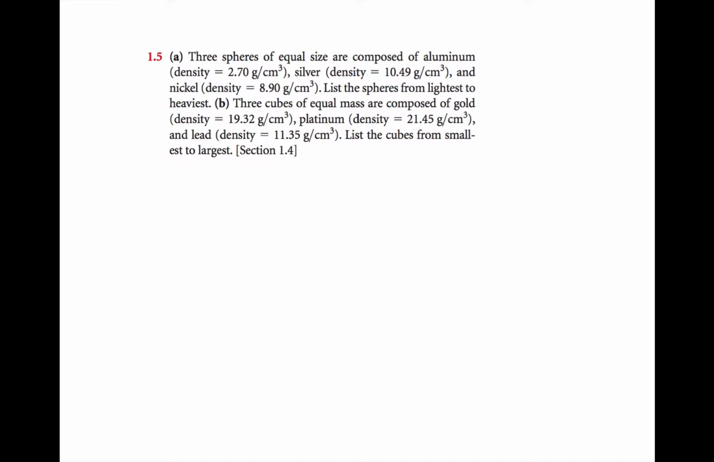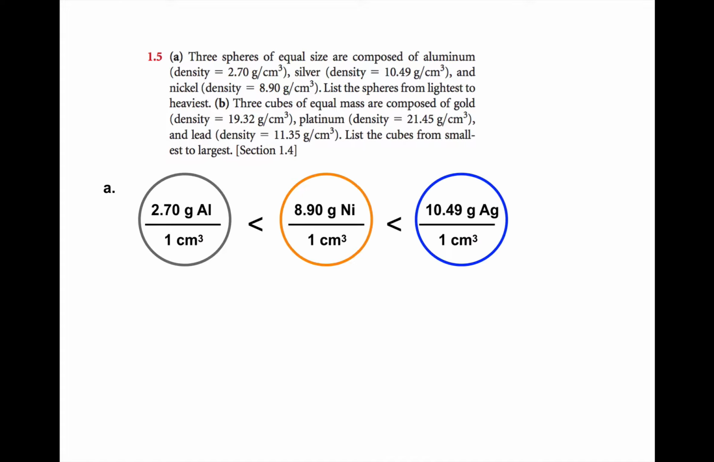So if they're equal size, meaning they have equal volume, the one that's going to be the heaviest is the one that's the densest. The least dense is aluminum, and the most dense is silver. Therefore, if you had, say, 1 cubic centimeter of each of these, the heaviest one would be silver.